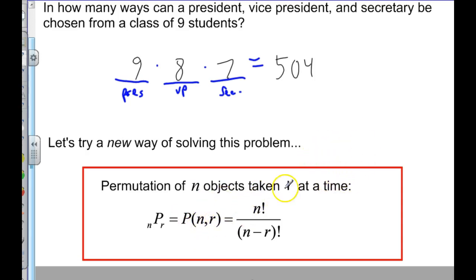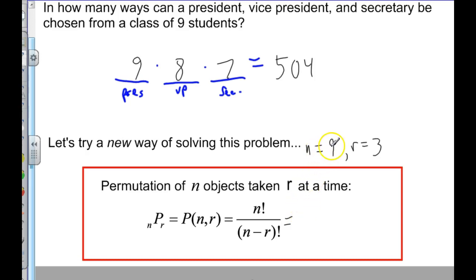So we're going to use the formula to solve this. In this formula, think of n as the number of objects. How many total objects are there? There are 9 different people in this class, so n is 9. And then r is how many I'm choosing or taking at a time here. So r would be equal to 3. I have 3 positions I'm trying to fill. So I've got 9 total people, but only 3 of them get positions.